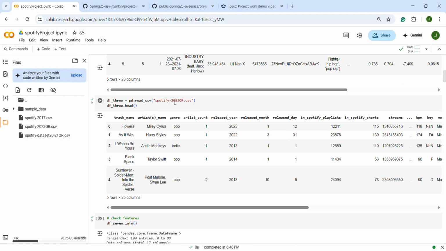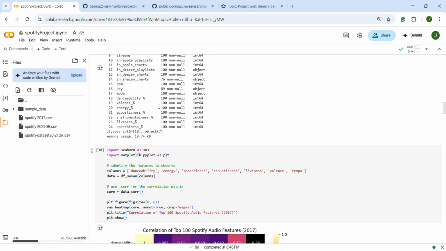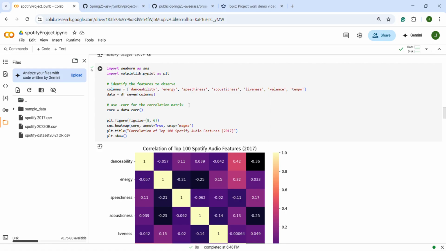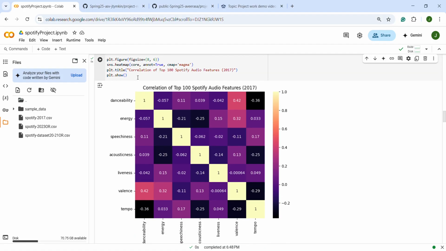Here you can see I read in all the data and looked at all the different columns. My first question was whether I could identify any correlation between the features that Spotify uses in their API, to see if they contribute to popular songs. These are the ones I looked at: danceability, energy, speechiness, acousticness, liveness, valence, and tempo or BPM. I used a Pearson correlation to see if there was a linear relationship between them.